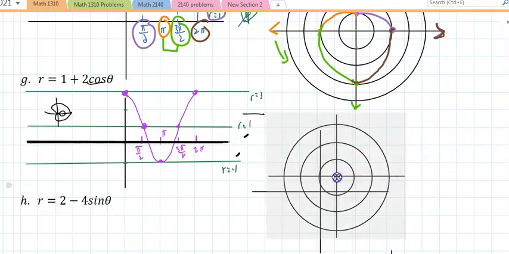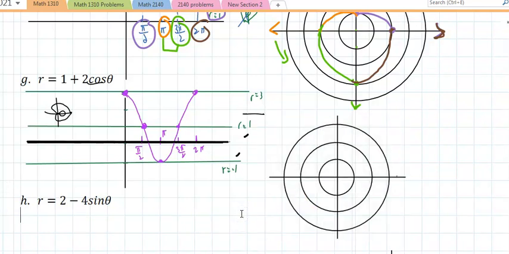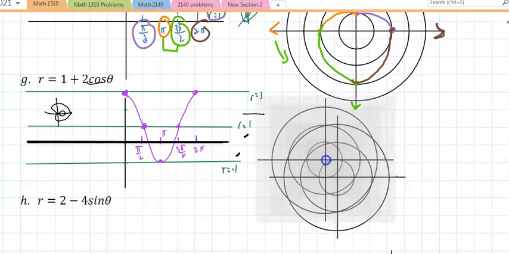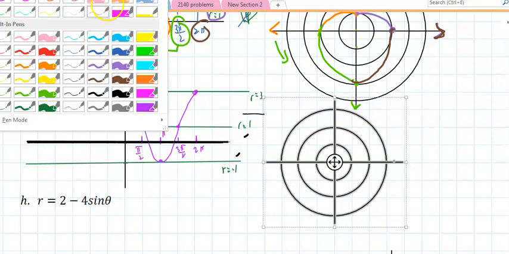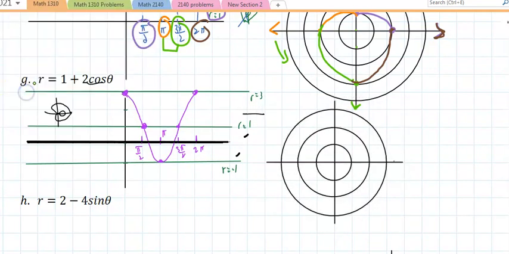And center that again. Perfect. Got it. Okay. Now, let's do the graph. If I look at 0, I am at 3. There is 0, there is 1, 2, 3.